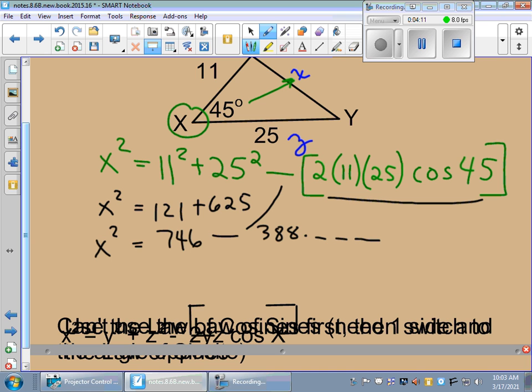I'm going to go 746 minus answer, and your calculator should have an answer button. That gives me my x squared, which is about 357.09, and then a lot of numbers there. The last step in our process is to square root that. So again, I have that big long decimal, square root answer, which brings up that whole decimal, and that gives me a final answer. So x is going to be about 18.9.